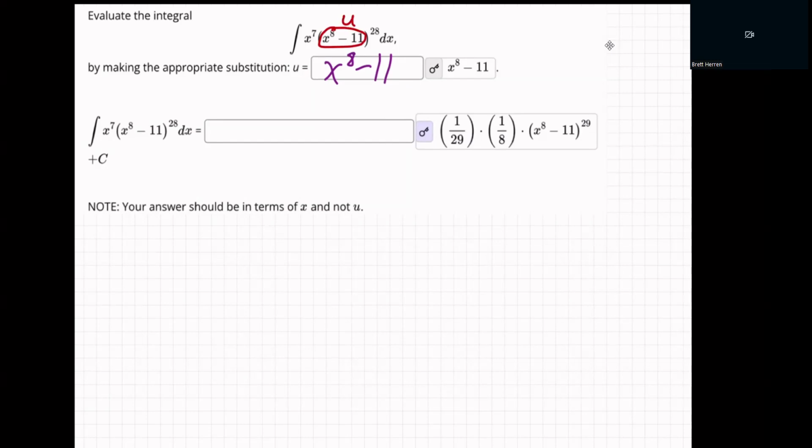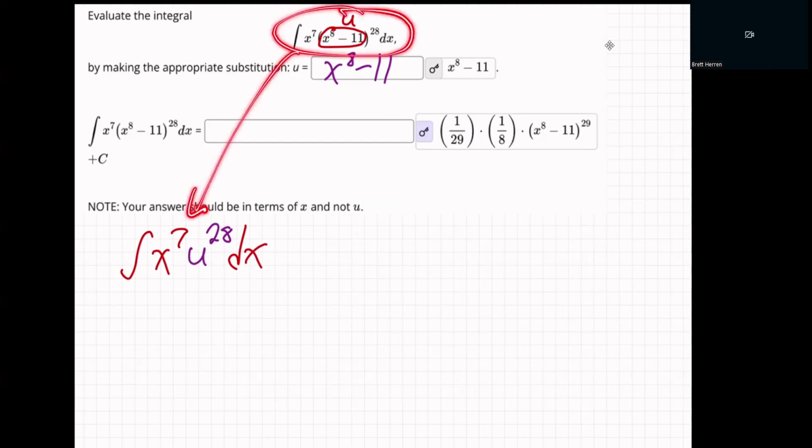Okay, so this then becomes the integral of x to the 7, u to the 28 dx. See what I've done there? I just took this right here and brought it down there. Okay, now we can't have a mix of letters. We've got to change it all over.